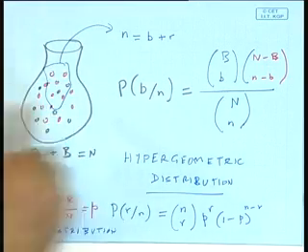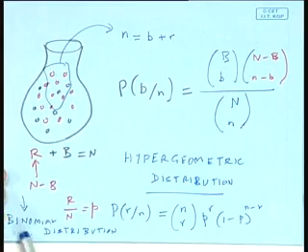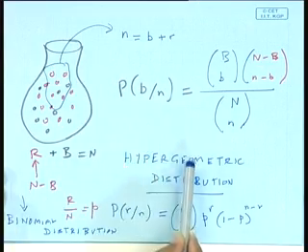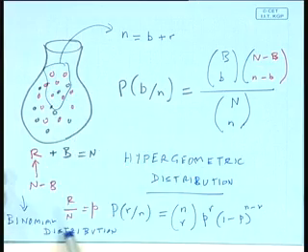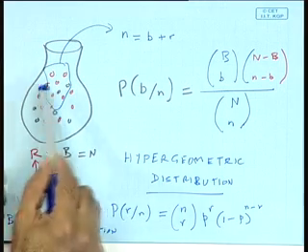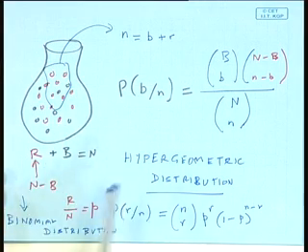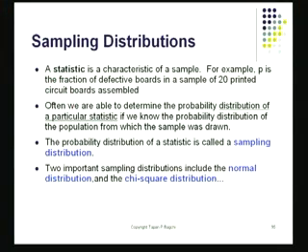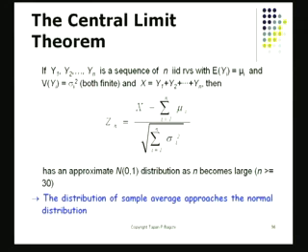If the jar becomes really large, then of course I have the binomial distribution. So this is also another sampling distribution. This is a sampling distribution which describes the property of the sample, and the binomial distribution also describes the property of a sample. And this is what we have on the screen here. I have various types of sampling distributions. I will give you some examples.